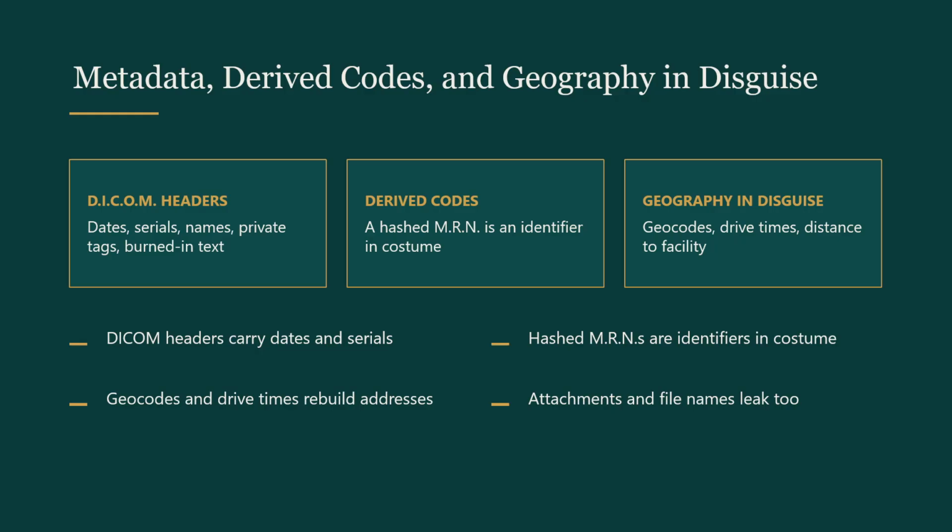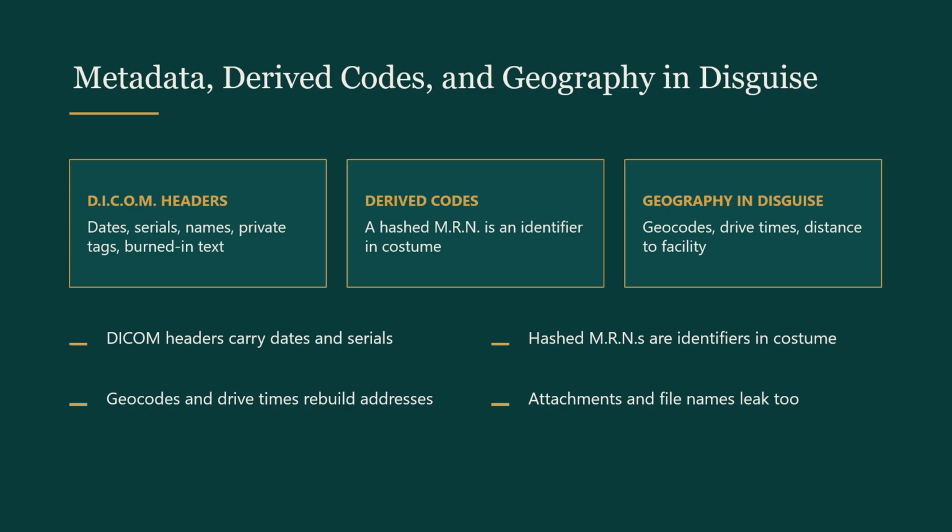Worse, private vendor tags carry undocumented content that no published profile enumerates, and burned in text on the pixels themselves, ultrasound annotations especially, is invisible to any header scrubber. The operational rule is that you dump the headers of a random sample of actual files, compare against a published de-identification profile, and treat private tags as unsafe by default.